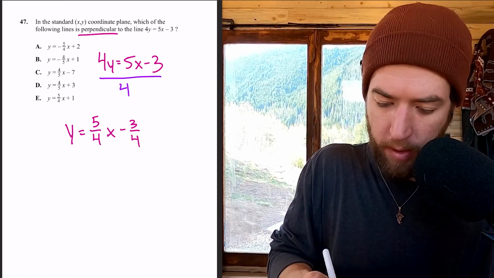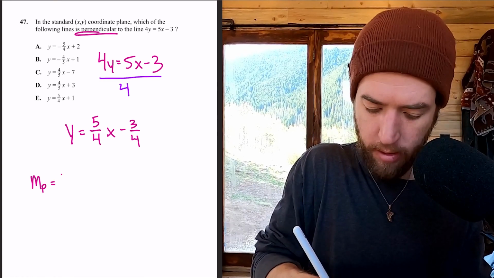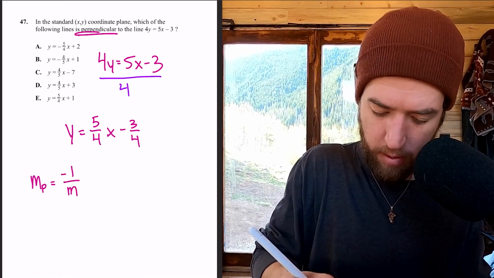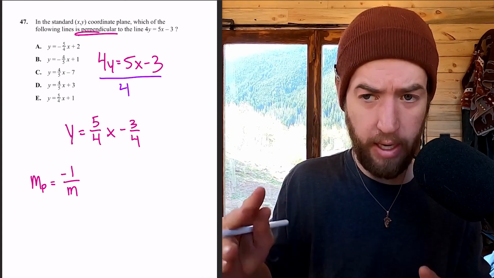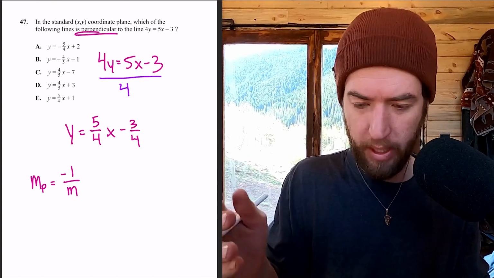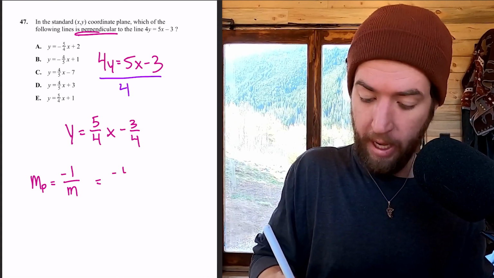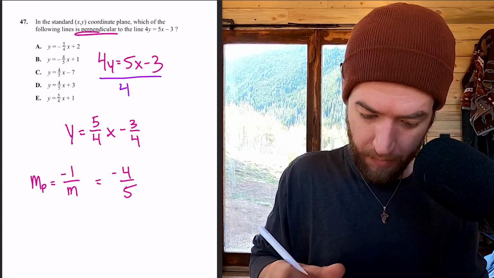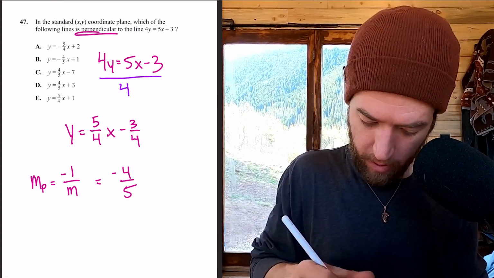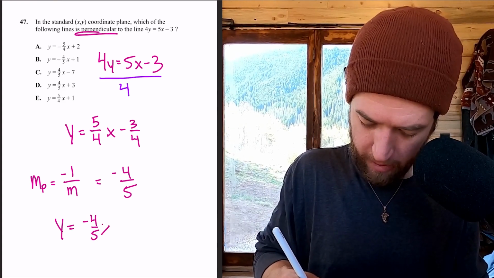However, they don't want a parallel line. They want a perpendicular line. And the slope of a perpendicular line is the opposite reciprocal, meaning one over the other, and opposite meaning negative of what that one was. What is that? Negative 4 over 5? 5 over 4 turns into negative 4 over 5. So then, okay, so our y equals negative 4/5 x.